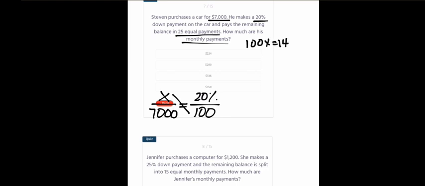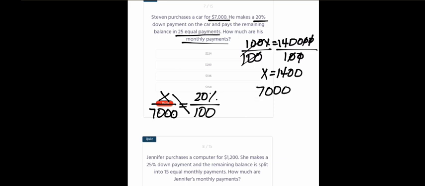7,000 times 20 is 14, and 1, 2, 3, 4 zeros. 1, 2, 3, 4 zeros. I'm going to divide it by 100 because I want to get the x by itself. And when I do that, I can cross out some of these zeros. So I'm left with 1,400 over 1, which is just 1,400. So this is how much Stephen pays.